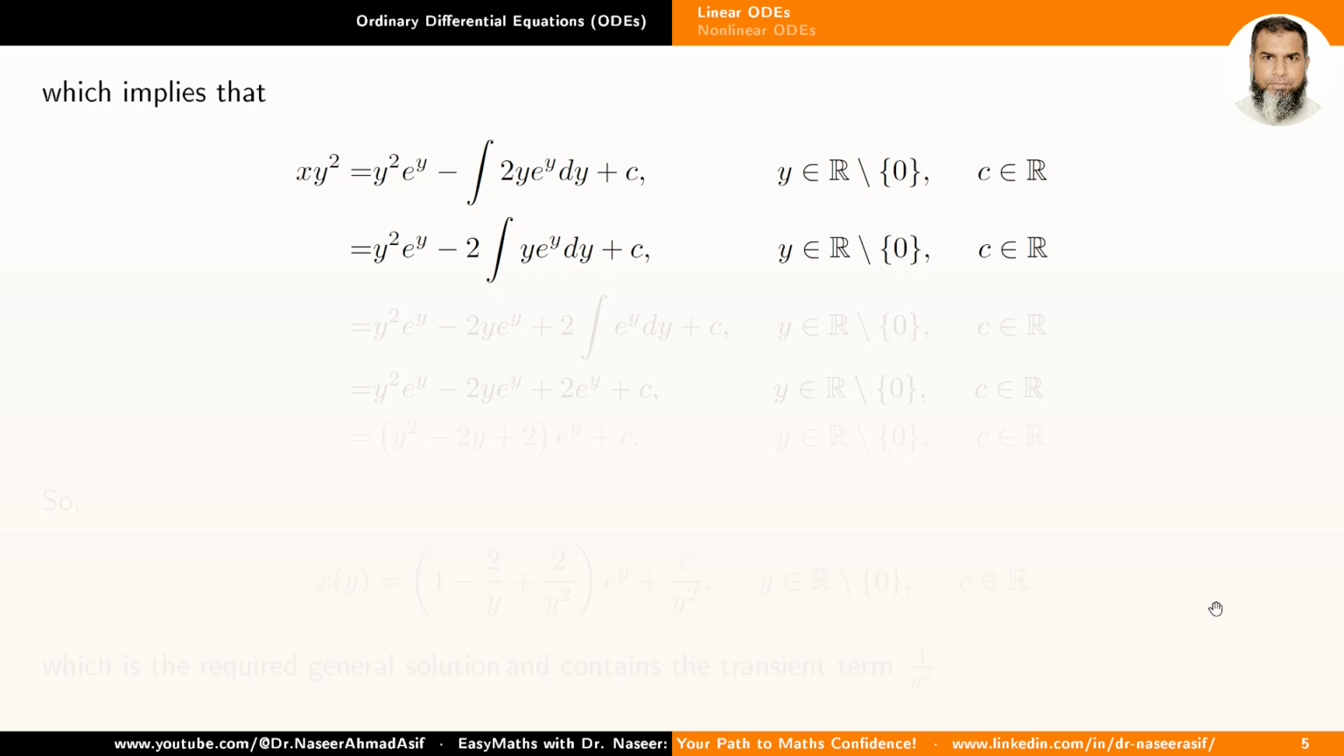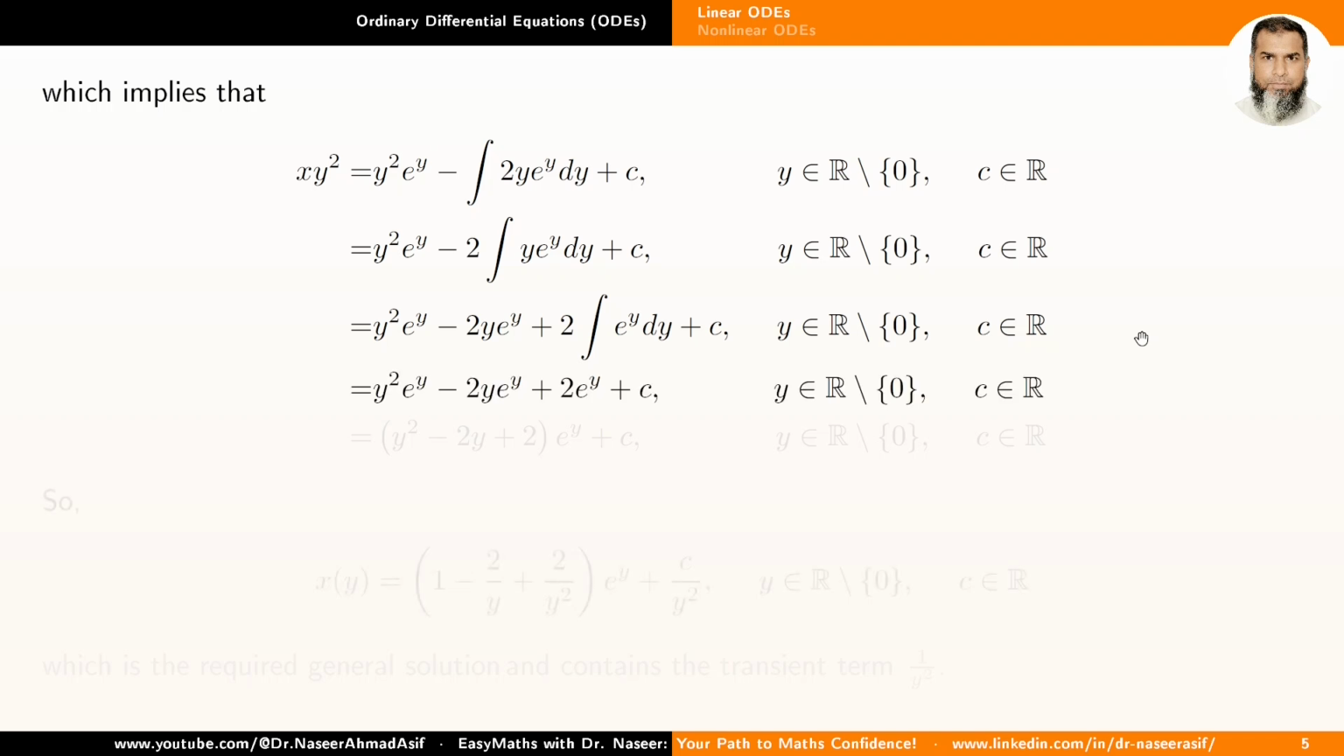So we have y square exponential y minus 2 integral of y exponential y dy plus c, where y belongs to R other than 0 and c is the arbitrary constant. Now we evaluate this integral, we integrate this by parts. So x y square is equal to y square exponential of y minus 2y exponential y plus 2 integral of exponential y dy plus c, where y belongs to R other than 0 and c is the arbitrary constant. So x y square is equal to y square exponential y minus 2y exponential y plus 2 exponential y plus c, where y belongs to R other than 0 and c is the arbitrary constant.